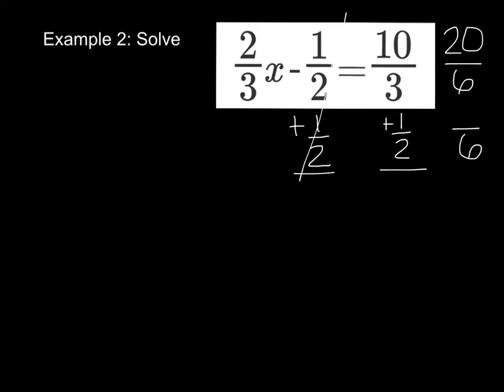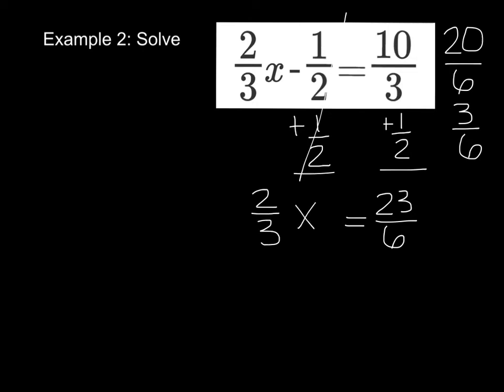1/2, when I want to change that into a denominator of 6, I ask myself, 2 will go into 6 how many times? 3 times. So I multiply the numerator by 3, and I get 3. Now I can add 20 and 3, which is 23/6. I'm going to set that equal to 2/3 x.